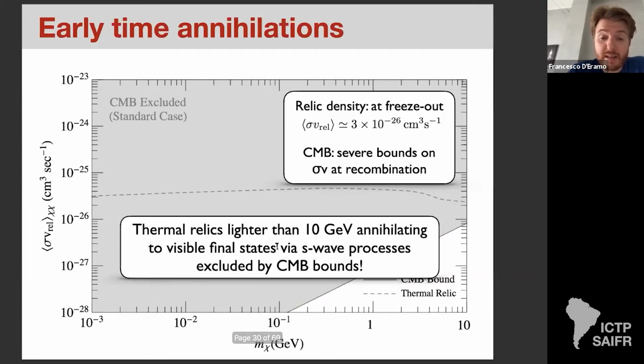So you see that thermal relics lighter than 10 GeV are excluded by CMB bounds. That's the origin of what I called the WIMP window yesterday. If you remember, I told you that we took the WIMP window to be between 10 GeV and 100 TeV. The 10 GeV was coming precisely from this bound. And of course, here you are assuming S-wave, and you're also assuming one single relic with a constant cross-section. There are many caveats, okay? But in the minimal framework, these relics are excluded by CMB bounds.